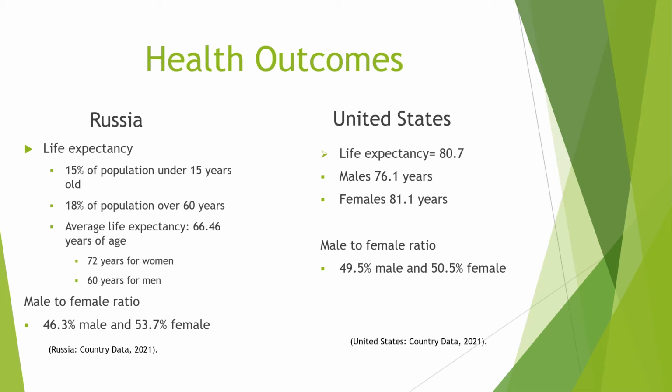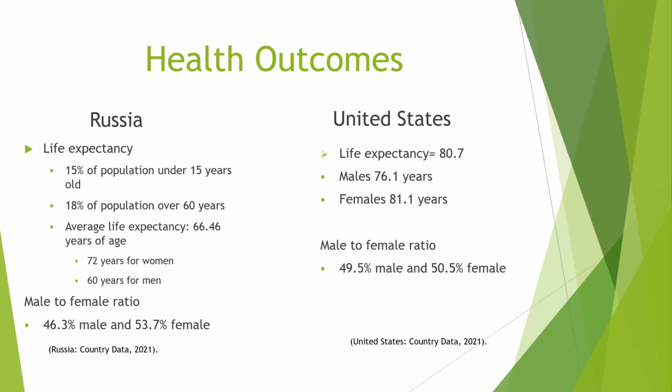One of the first comparisons I would like to make are health outcomes between Russia and the United States. In Russia, the life expectancy is about 66.46, so let's round down to 66 years of age, and that is 72 years for women and 60 years for men. I also wanted to state that 15% of the population is under 15 years old, while 18% of the population is over 60 years old.